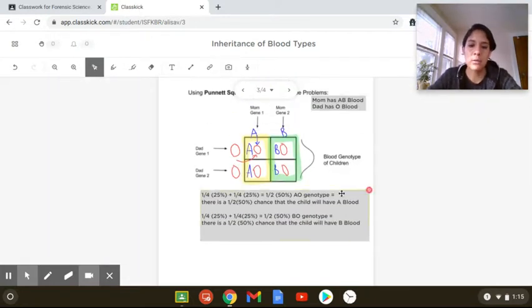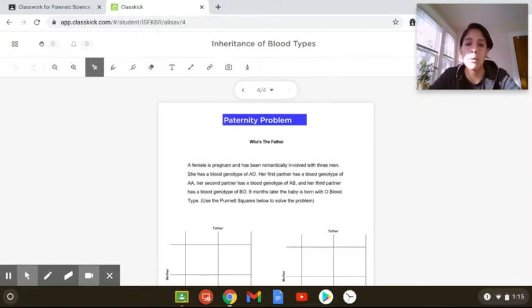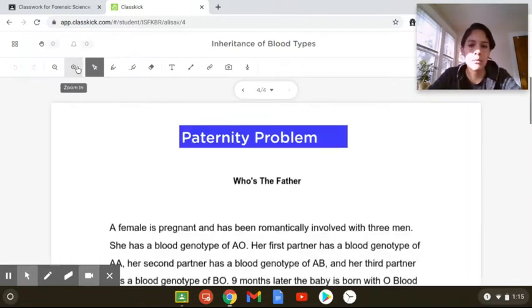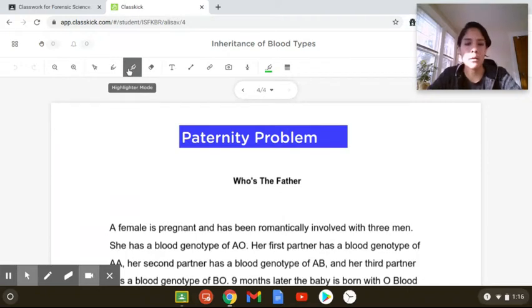So you complete the square, and then you can tell me what the percentage is of each blood type from a mom that has AB blood and a dad that has O blood. So now we'll move to the last slide, which is going to show us a problem. Okay, so I'm going to zoom it in, I'm going to set it up for us, and then I will let you complete it on your own.